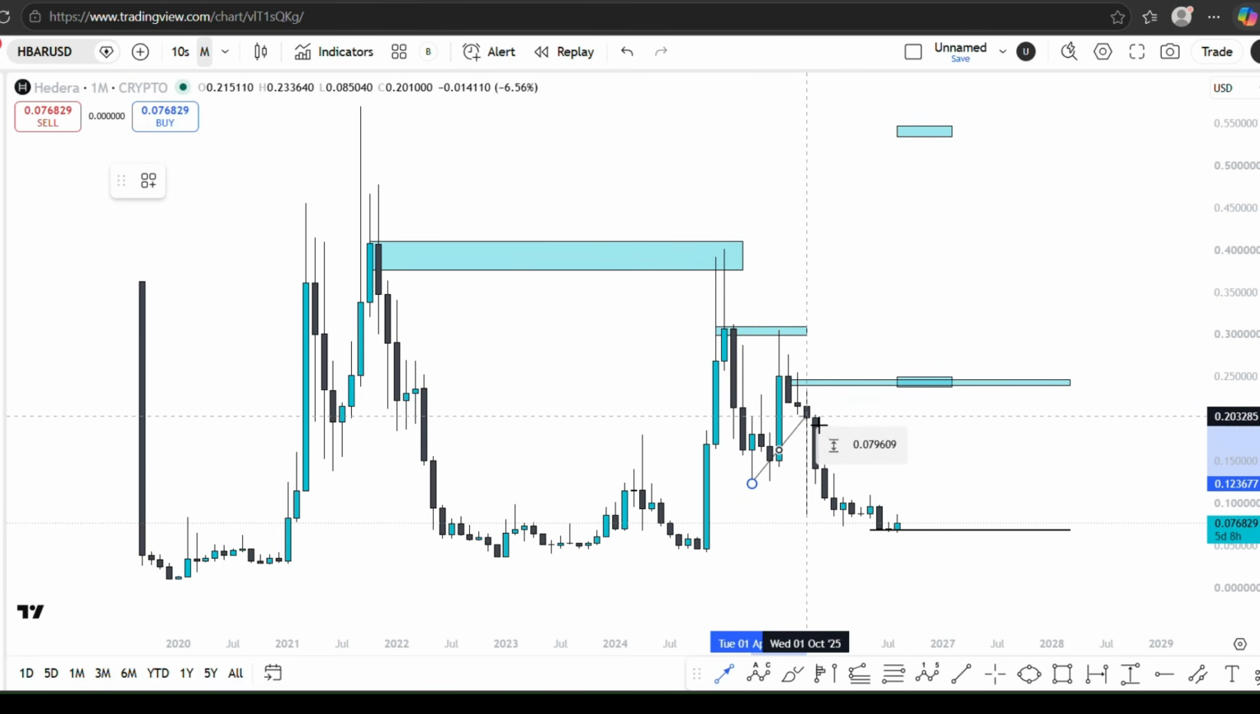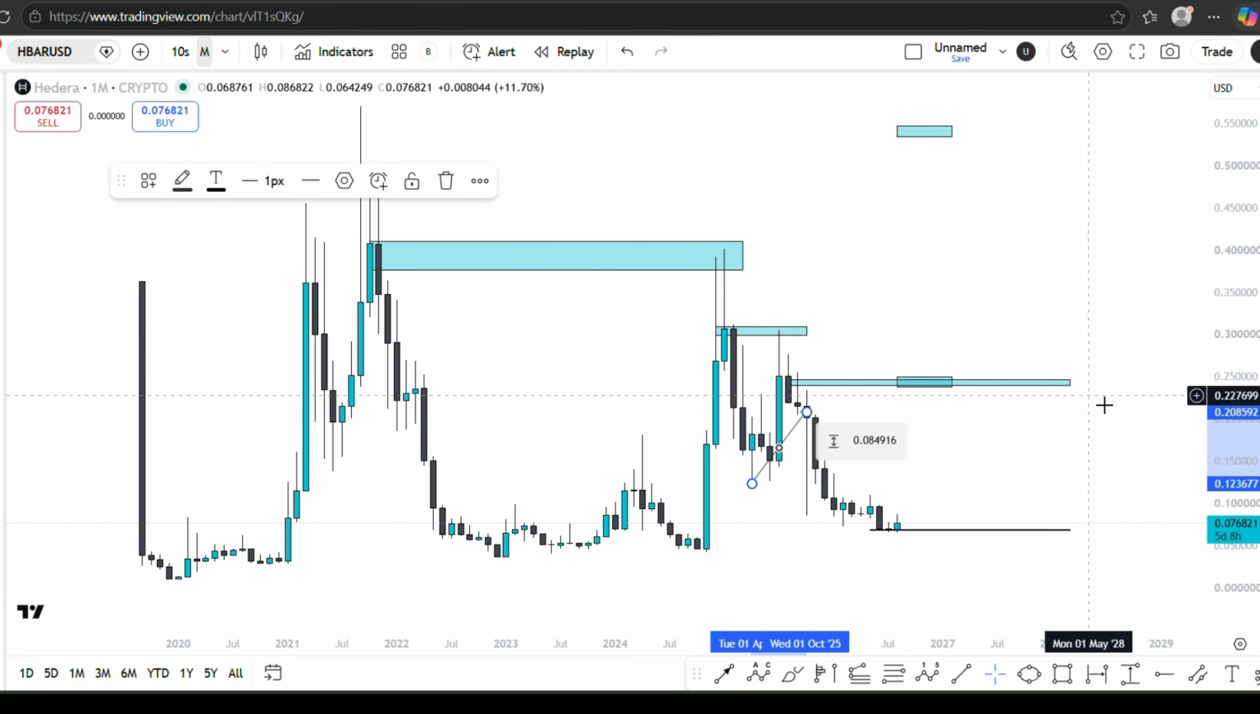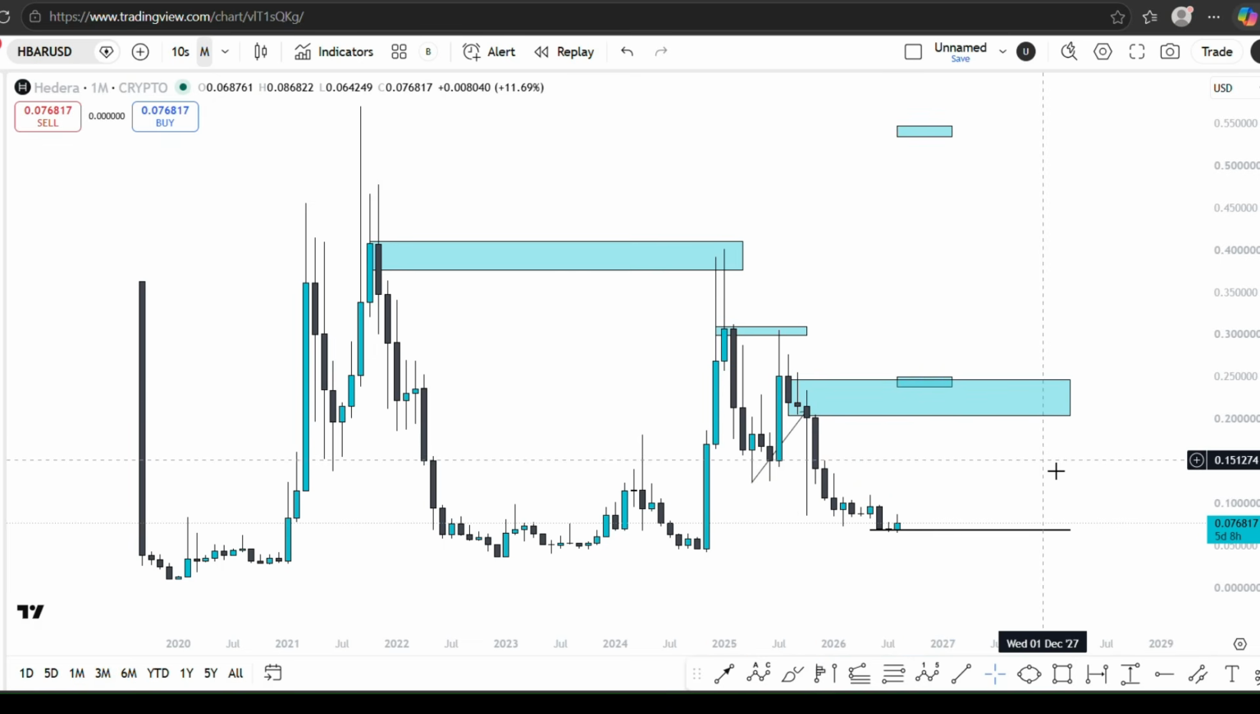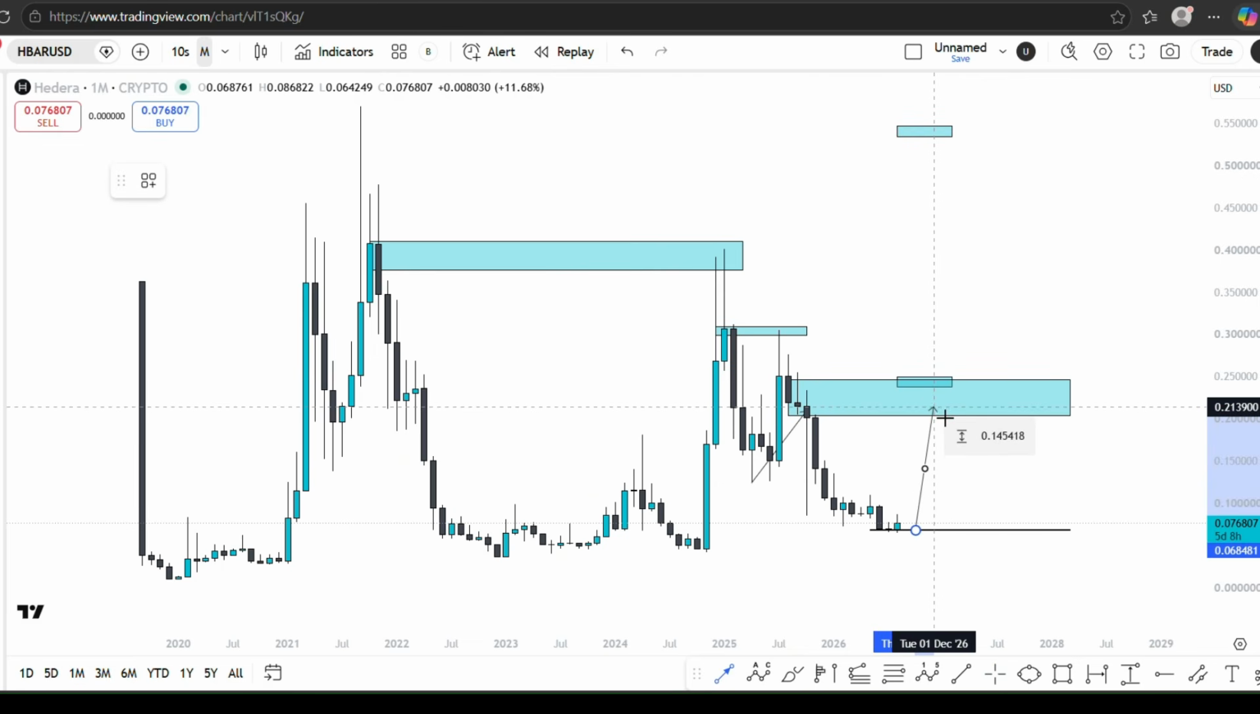Now the monthly candle closes in and around this level, the 20 to 25 cent region, have not been tested yet. Therefore I think the next HBAR move minimum will take us from around the 6 cent region into around the 20 cent region. A very nice opportunity for those willing to play the patient game.